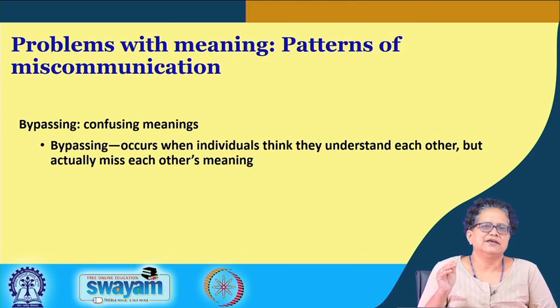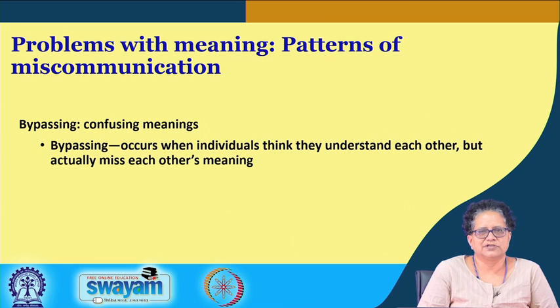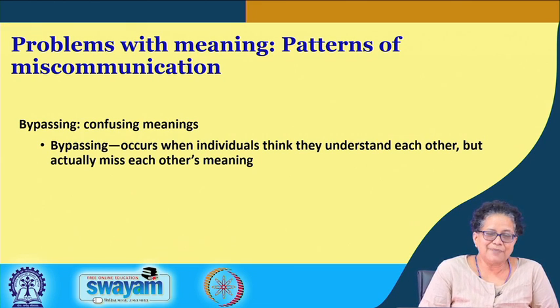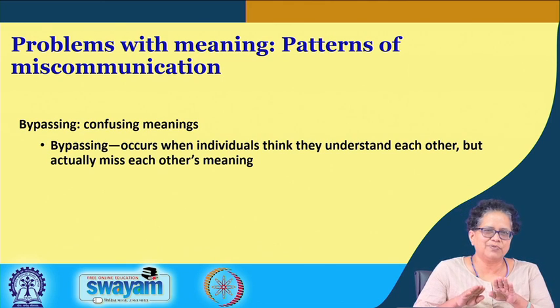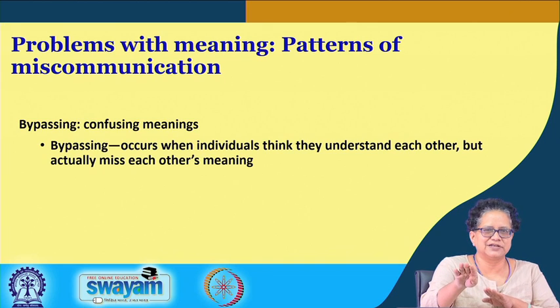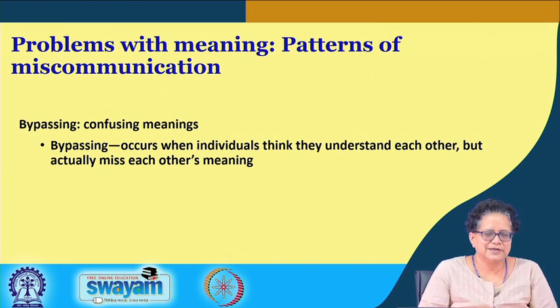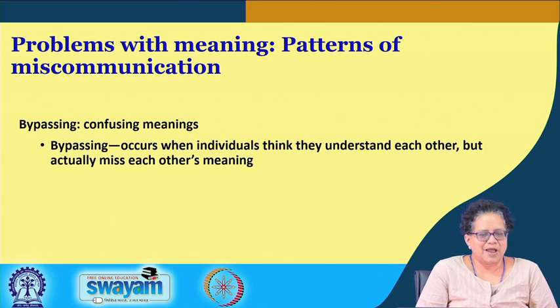Now, let us study the patterns of miscommunication, which arise because the words have differences in meaning. The first is that which is called bypassing. Bypassing is called thus because the idea is that two people or two meanings pass by each other, they pass parallel to each other, and this leads to confused meanings. So, bypassing occurs when individuals think that they understand each other, but actually they are missing each other's meaning.